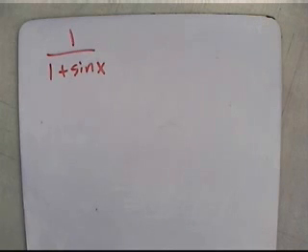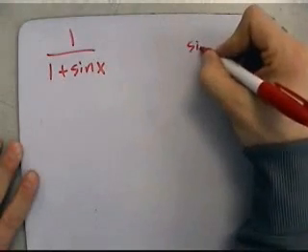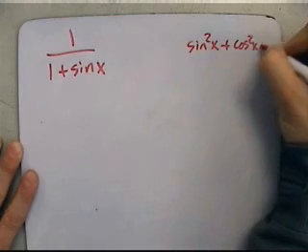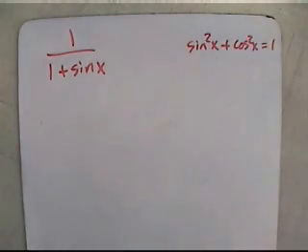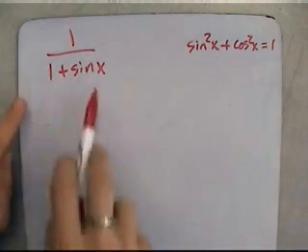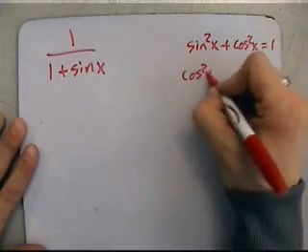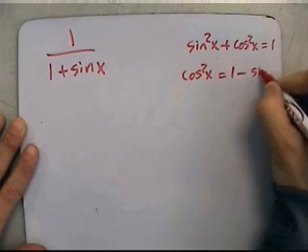Now, notice what I have here. I've got a 1 and a sine right there, right? A 1 and a sine next to each other, that's usually the Pythagorean identity, right? What's the Pythagorean identity that has the 1 and the sine with it? Sine squared plus cosine squared equals 1, right? Exactly. Now, if I were to try to get a 1 and a sine on the same side as each other, I'd have to move this sine to the other side. I'd have to go cosine squared of x equals 1 minus sine squared of x.